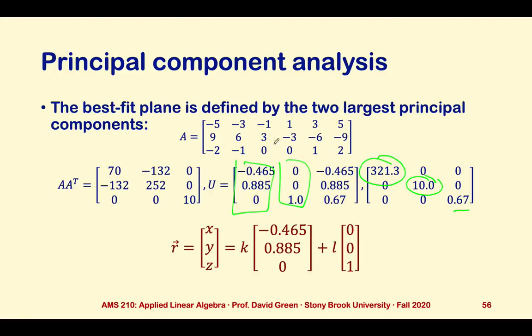How do we describe a plane given two vectors? We take all possible linear combinations of those vectors. The plane that is a best fit plane to these data is described by k times this first singular vector plus L times this second singular vector.